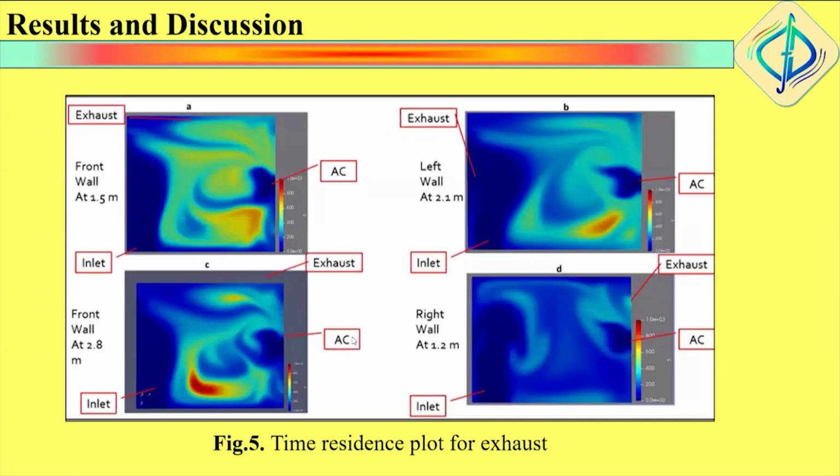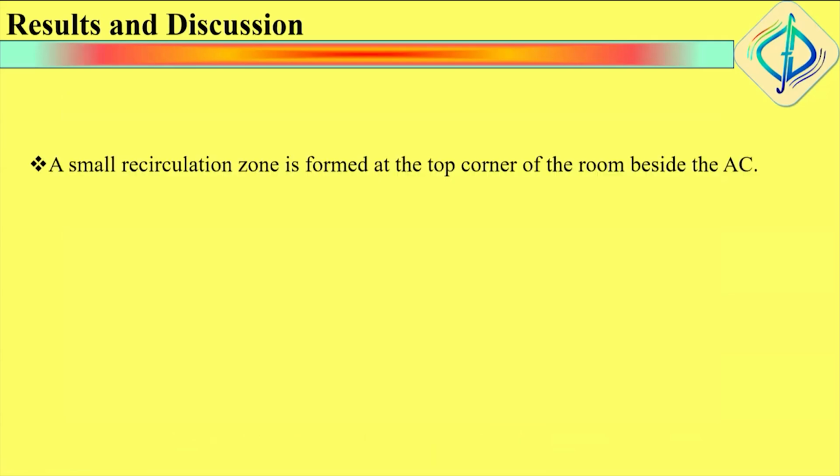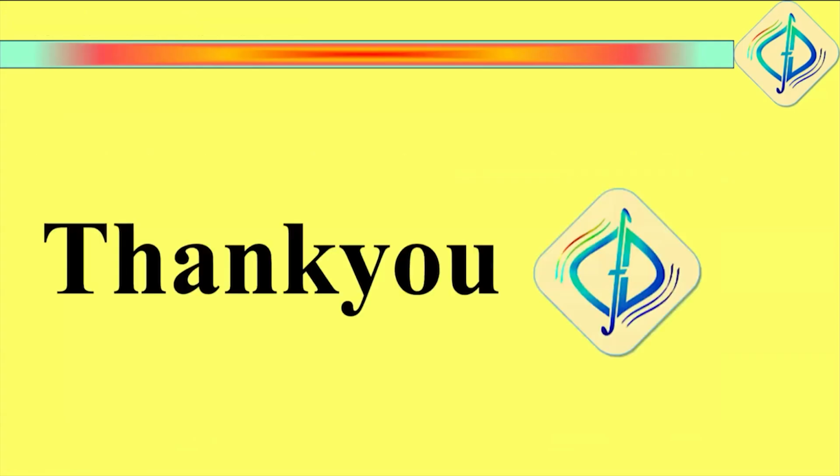And once this time residence plot for exhaust, once your simulation is fully developed, what you can do is, you can again take slices and plot at variable values of height. And in the results and discussion, a small recirculation zone is formed at the top corner of the room beside the AC. Thank you. And this was all from my end.